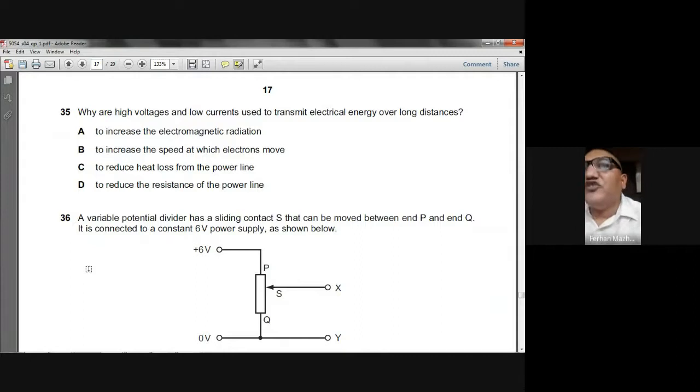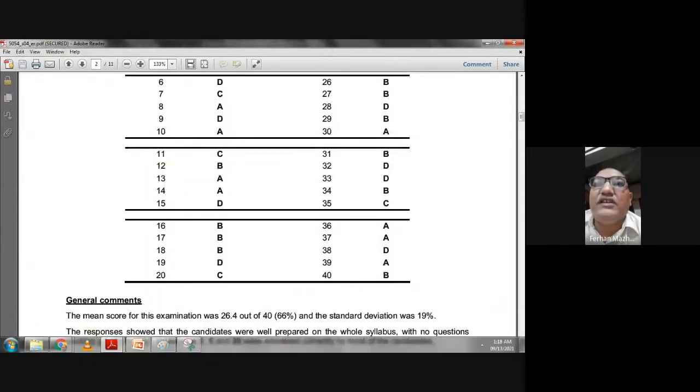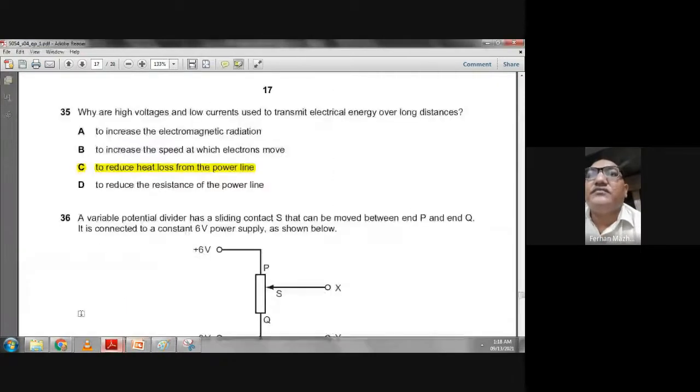That is achieved by using step up transformers. We increase the voltage, and when the step up transformer increases the voltage, the current reduces. So that helps in reducing the power losses in the transmission lines. So why do we do this? To reduce the heat loss from the power line. So I think C is the right option. Question number 35, C is the right option, sir.